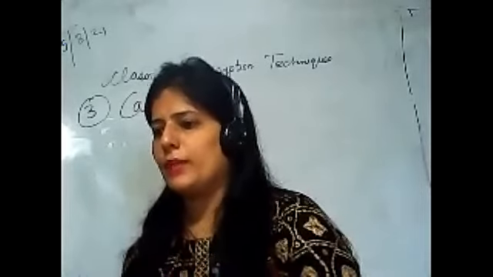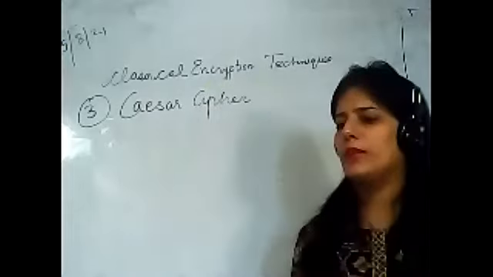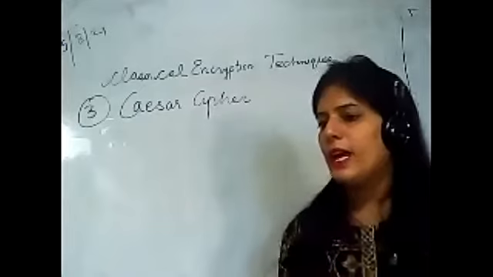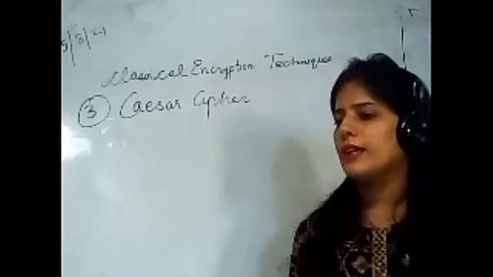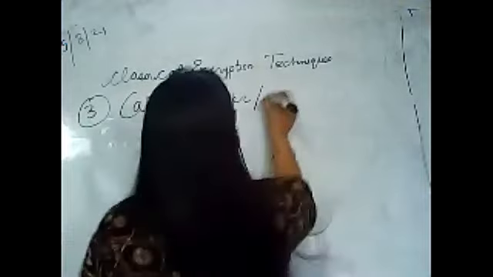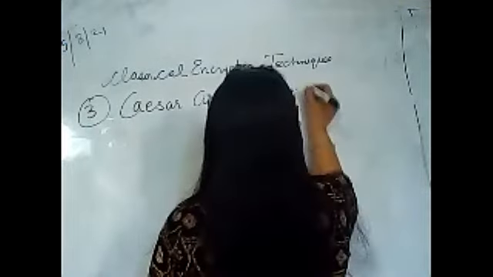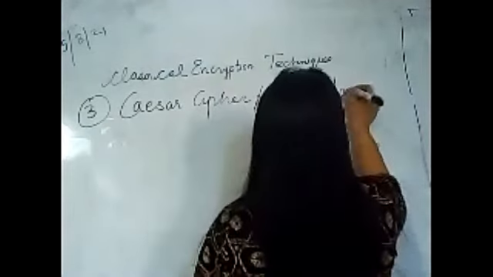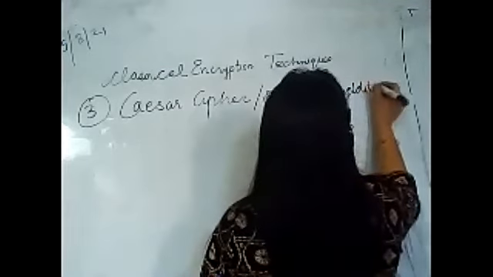So the first algorithm that we did in the case of substitution was monoalphabetic. Second, we discussed polyalphabetic, and the third one that we are going to start is the Caesar cycle. So what is the Caesar cycle? It is also called a shift cipher, and it is also known as an additive cipher.